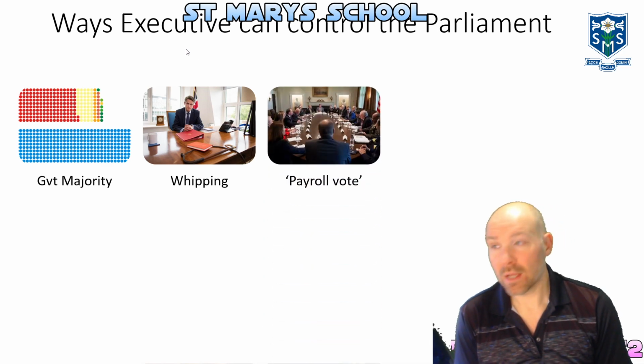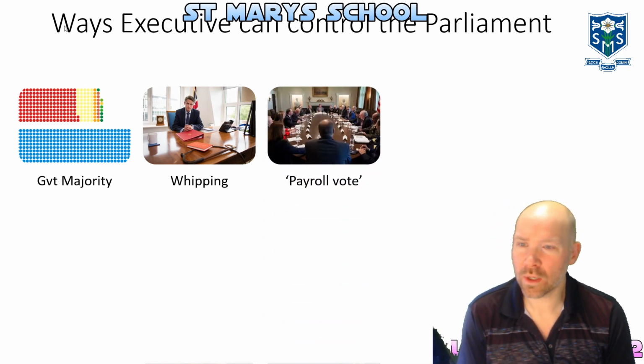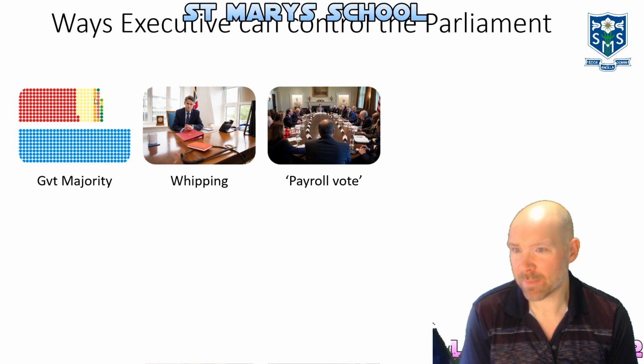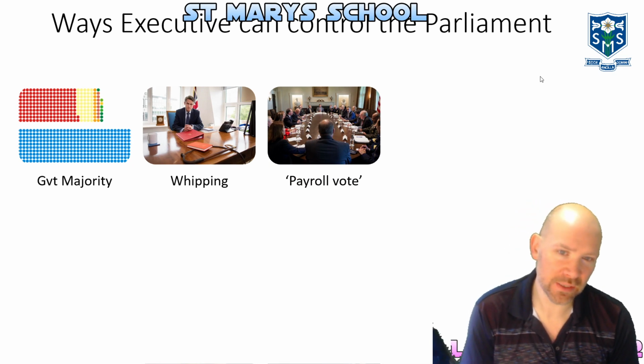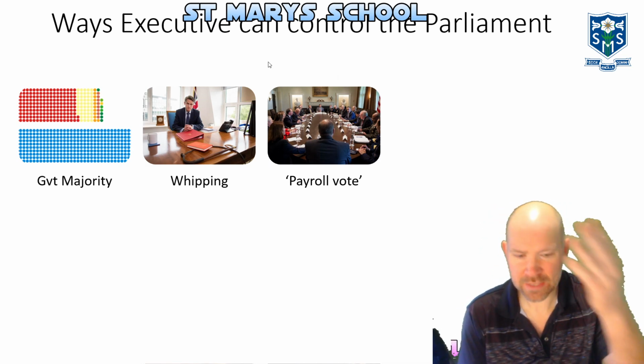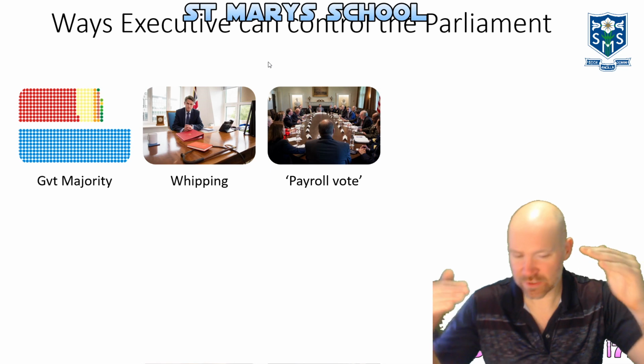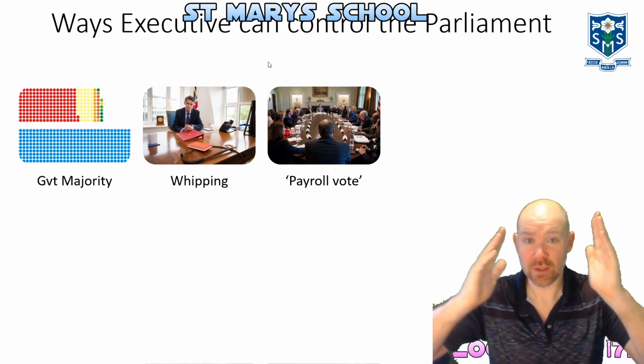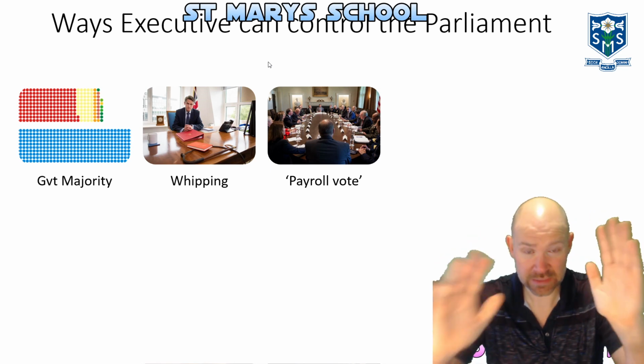Number three. Again, the ones at the top all have a link in that what they keep coming back to is this idea of how to win these votes. So you'll see a familiar theme here coming up. Now, this is called the payroll vote. Now, this goes back to the House of Commons. We've discussed this before, but you should know that we're just talking about the Conservative Party in the House of Commons here.